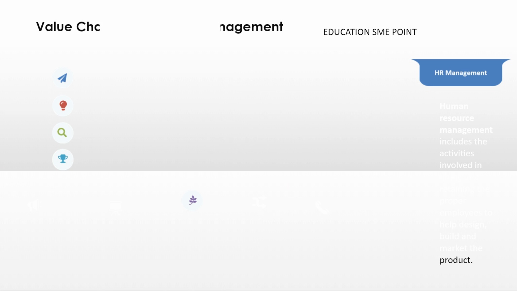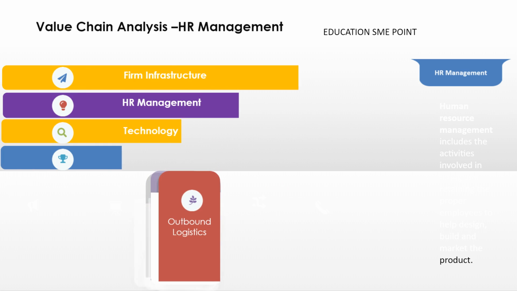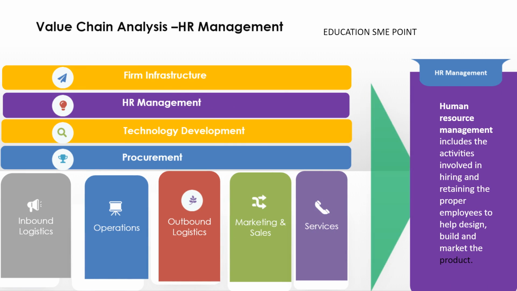Human resource management. Human resource management includes the activities involved in hiring and retaining the proper employees to help design, build and market the product. The company recruits, hires, trains, motivates, rewards, and retains its workers. People are a significant source of value, so businesses can create a clear advantage with good HR practices.